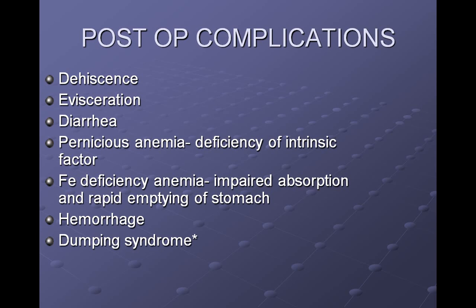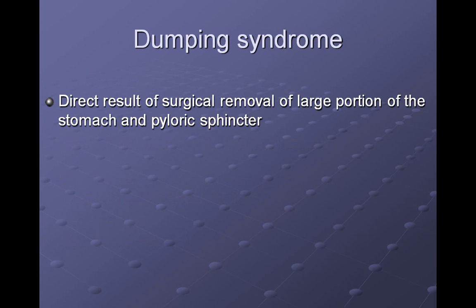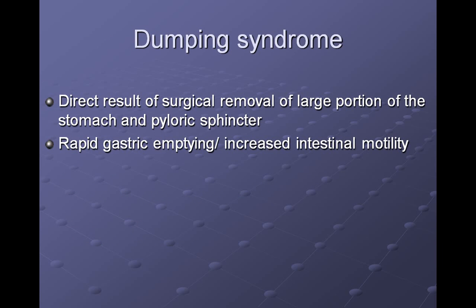Hemorrhage, dumping syndrome. Because you have had a segment of the GI tract removed, you have food and liquids going much faster through the GI system. So the food is just dumped from one part to another because you've had a portion removed. Dumping syndrome is a direct result of surgical removal of a large portion of the stomach and pyloric sphincter. It involves rapid gastric emptying and increased intestinal motility.